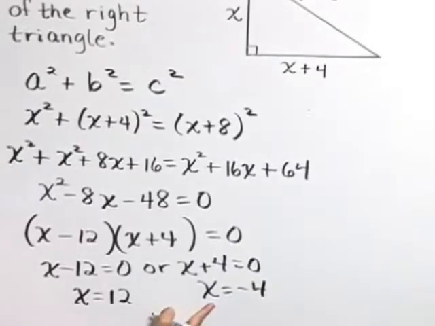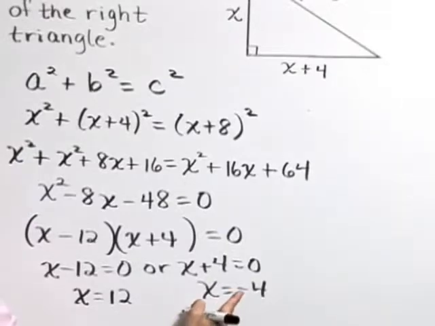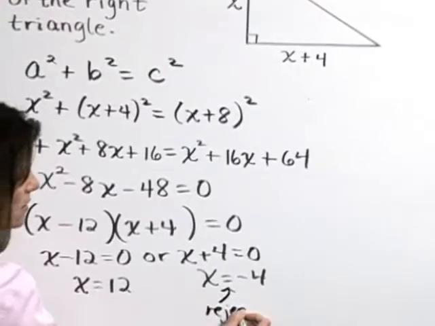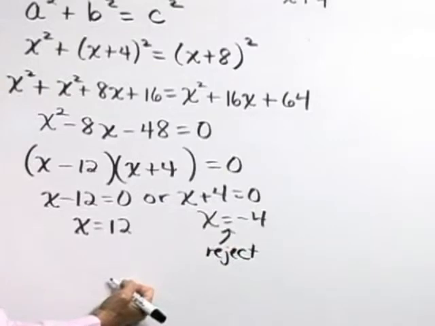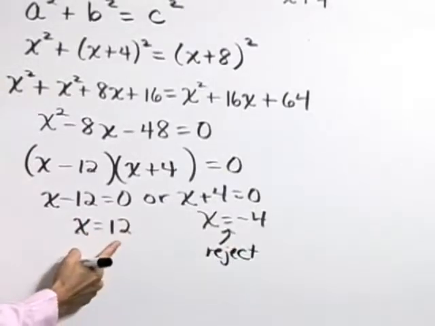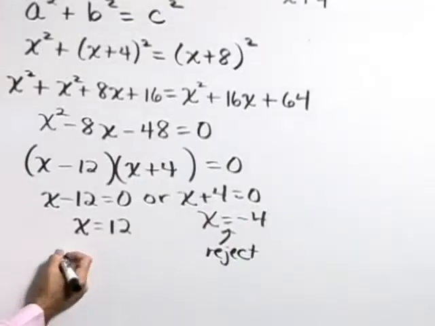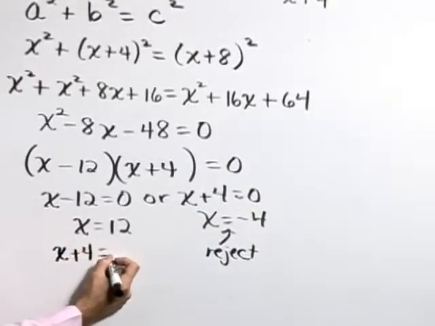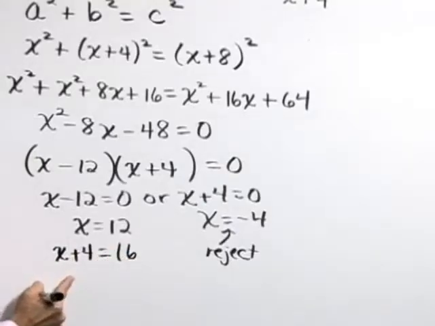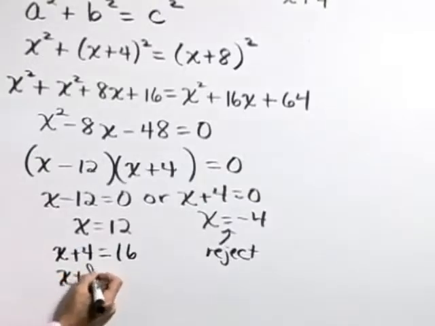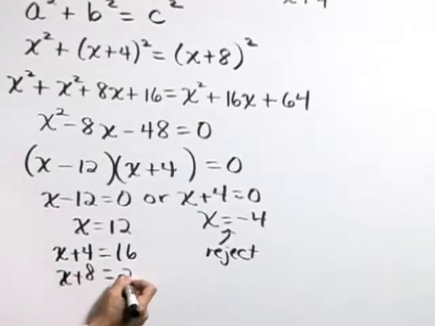Now, remember that we're solving for sides of a triangle. And if x represents one of those legs, then it cannot take on a negative value. So we're going to, right off the bat, reject negative 4 as a possible solution for the length of a leg of a triangle. But over here, x is equal to positive 12. That makes sense. And if x is 12, then the other leg, identified as x plus 4, is 12 plus 4, or 16. And our hypotenuse, identified as x plus 8, is 12 plus 8, or 20.